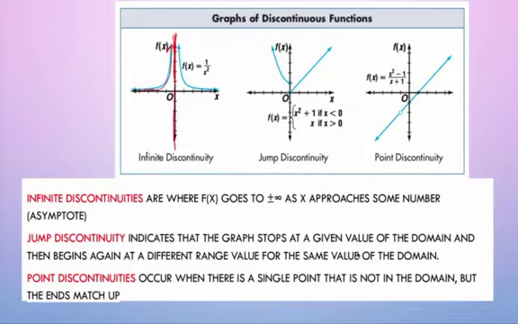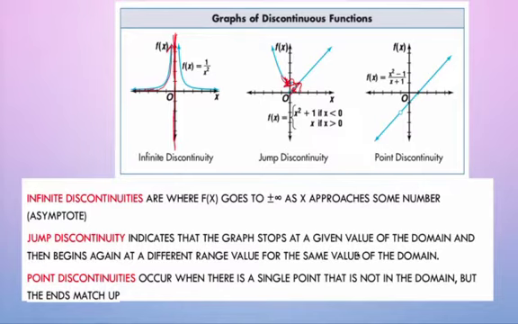Jump discontinuity indicates that the graph stops at a given value of the domain and then begins again at a different range value for that same value of the domain. So here you have a jump discontinuity because the function has one value going up to 0, and then from 0 on it has a different value. For a jump discontinuity, the function may or may not be defined at the discontinuity.